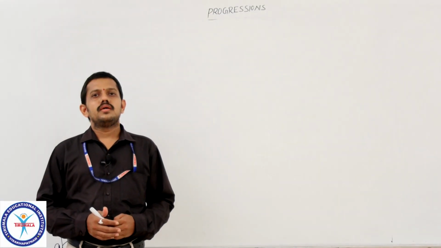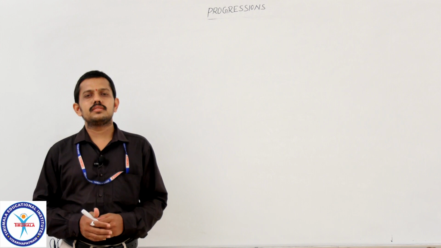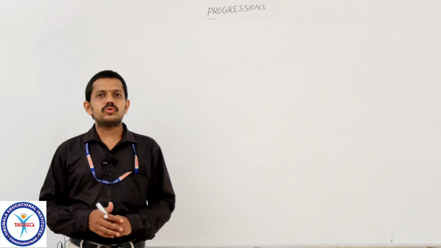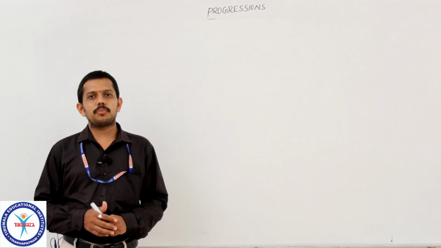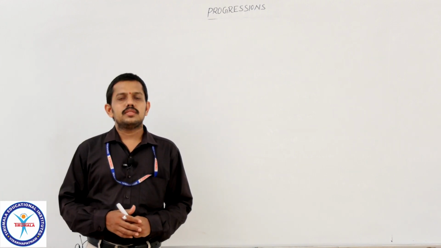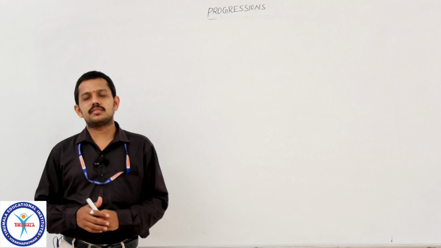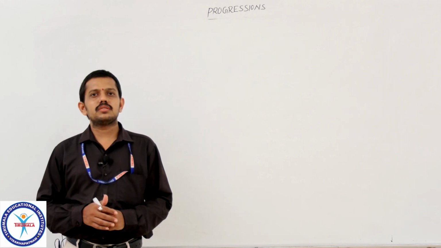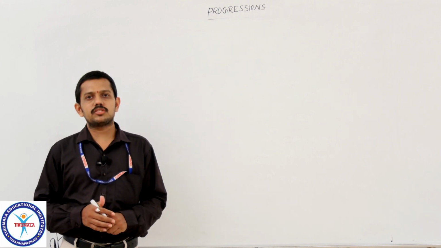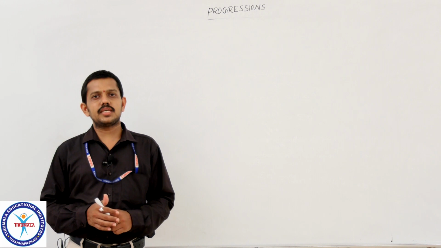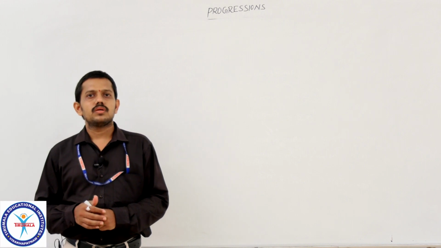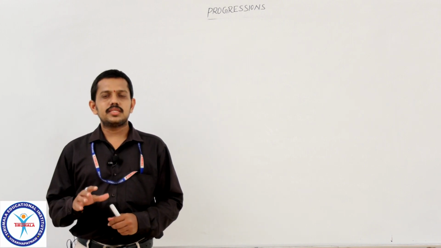Hi students, in the previous class we discussed what arithmetico-geometric progression is and the sum to n terms of an arithmetico-geometric progression. We also discussed the sums of n terms of special series, meaning the sum of the first n natural numbers, the sum of squares of the first n natural numbers, and the sum of cubes of the first n natural numbers. Today in this session we will see some more sums of n terms for different series.